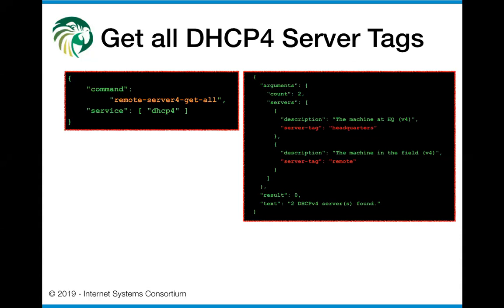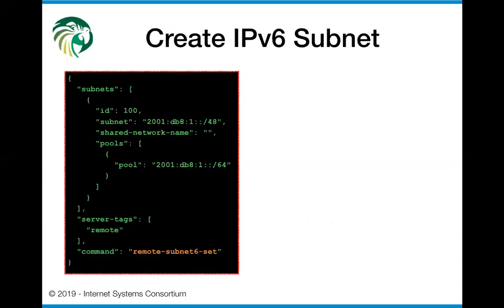So we see the headquarters and remote servers, and also the descriptions that were given. So you're able in this way to take an inventory of the DHCPv4 servers, and again, there's a similar remote-server6-get-all that you would pass to the DHCPv6 server, which is going to give back all of the machines or all of the servers created, using the server tags and the associated tags and descriptions. Okay, that's great. I've created some machines.